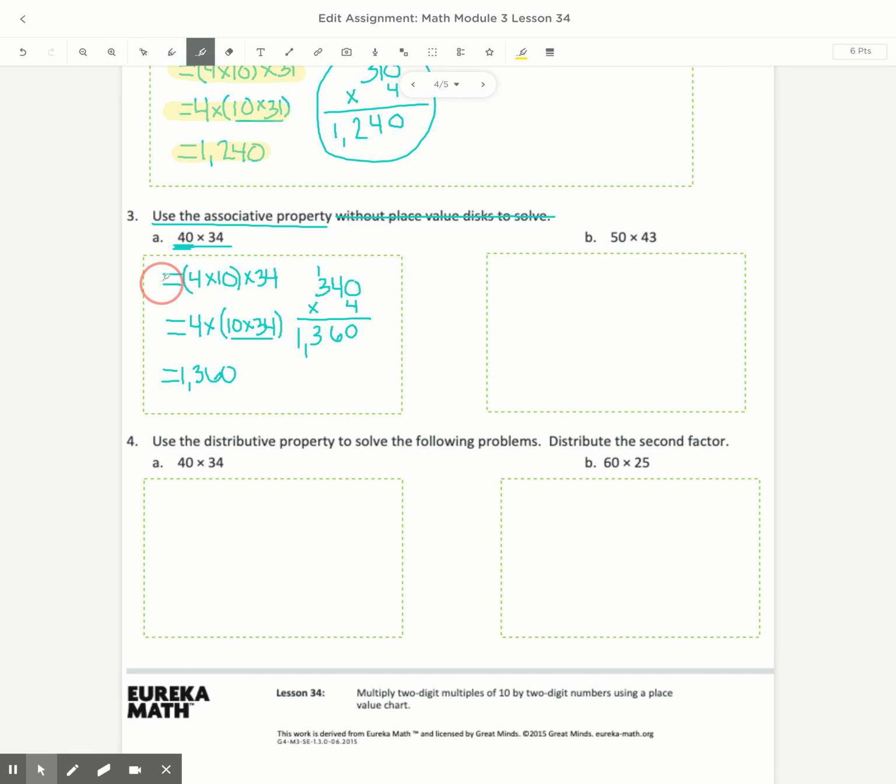Again, you have to make sure that you show the associative property, which means you are showing me how you're breaking down that first number and how you are moving the parentheses and your final answer.